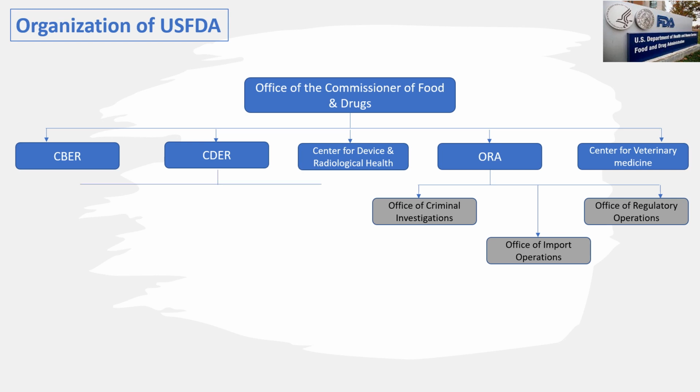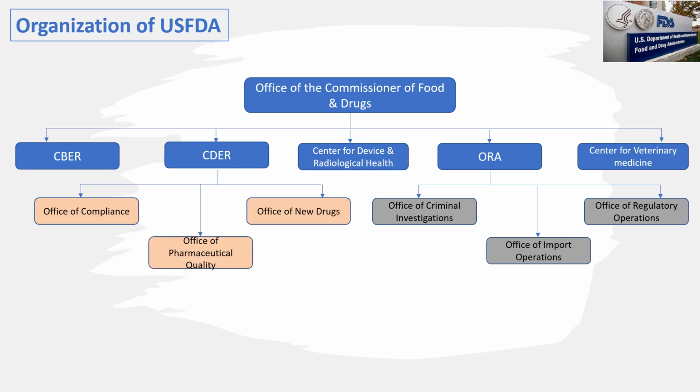Similarly, for the Center for Drug Evaluation and Research, there's the Office of Compliance, the Office of Pharmaceutical Quality, the Office of New Drugs, etc. So there are different branches under the Office of the Commissioner of Food and Drugs.